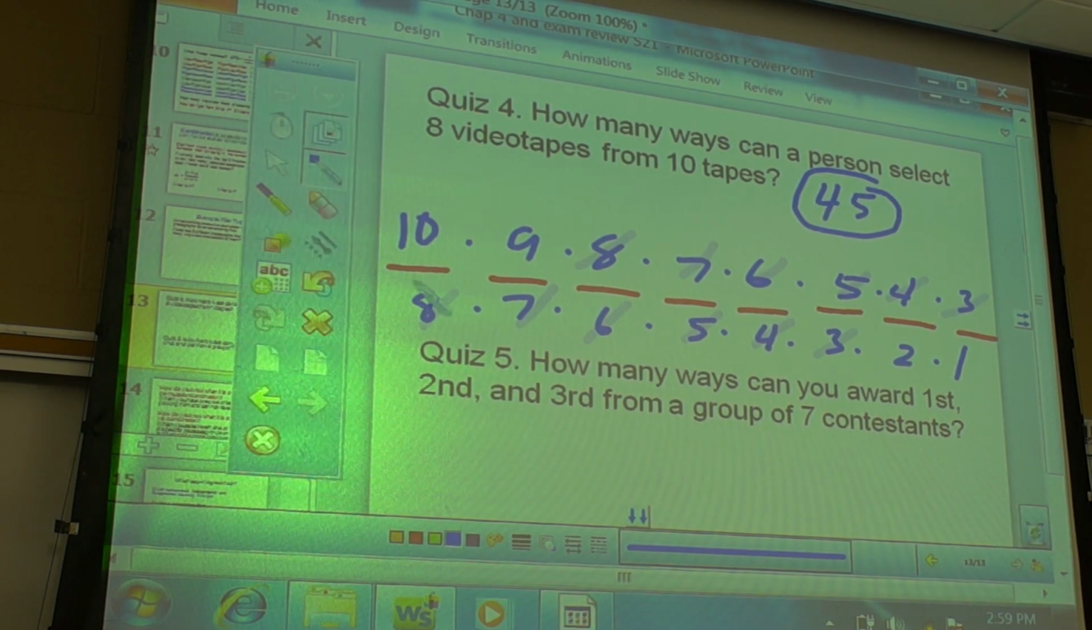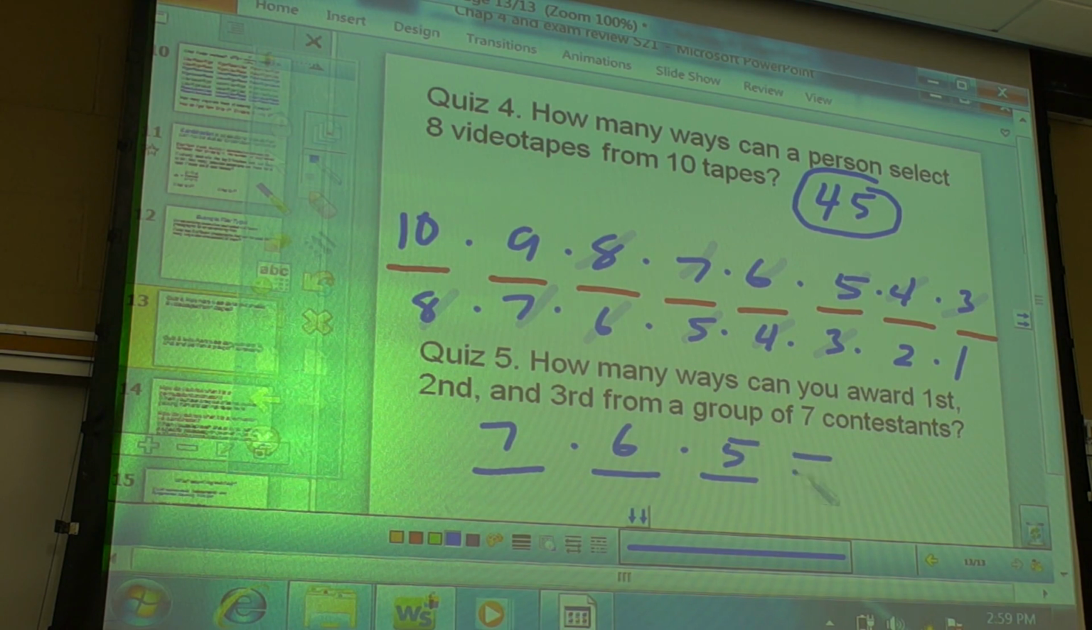Because number 5, how many ways can you award first, second, and third from a group of 7 contestants? Does first and second, does it matter what place you come in? Yes. Okay, so first of all, you're picking 3. Start with 7, 6, 5. Order matters, so you just leave it like that. 210. Right. Does it matter whether you come in first or second? Yes, it matters.